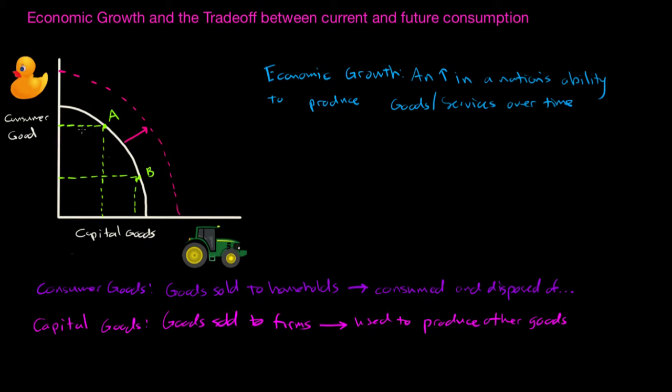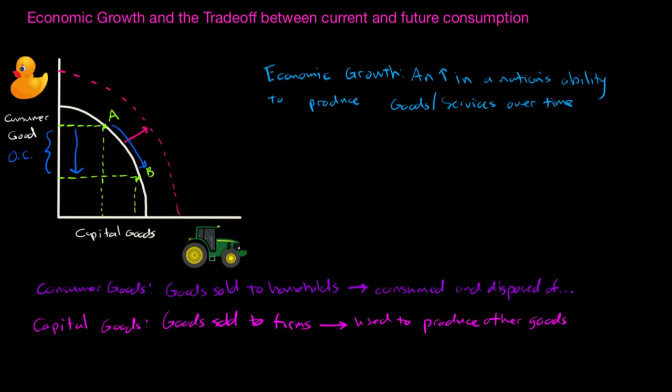Allocating its resources at point B means society is choosing to produce more capital goods today, with the opportunity cost being fewer consumer goods. Notice that if a country were to move from point A to point B, it would give up all these rubber duckies, all the toys, all the consumer goods that it could have produced if it had chosen to produce at point A instead. So this is the opportunity cost of producing at point B.